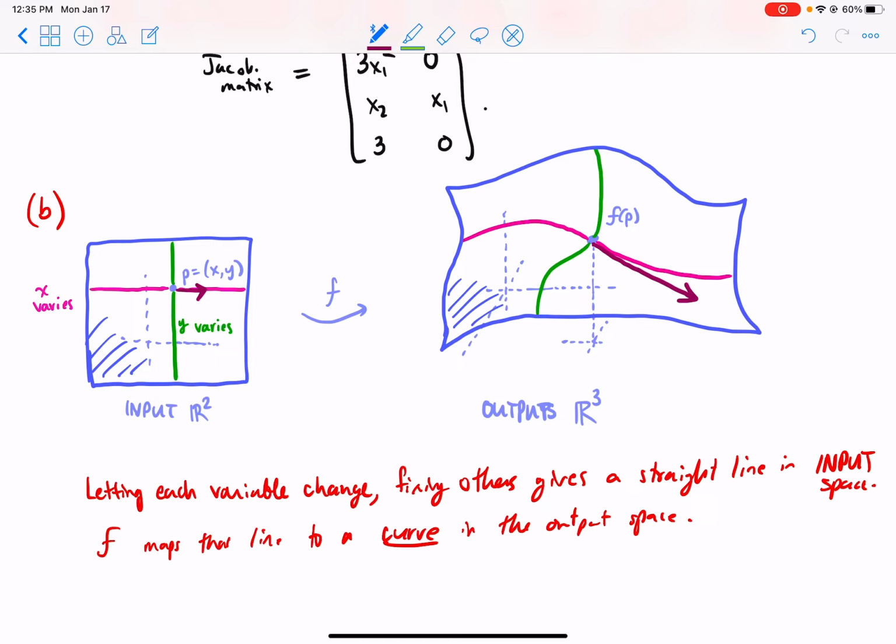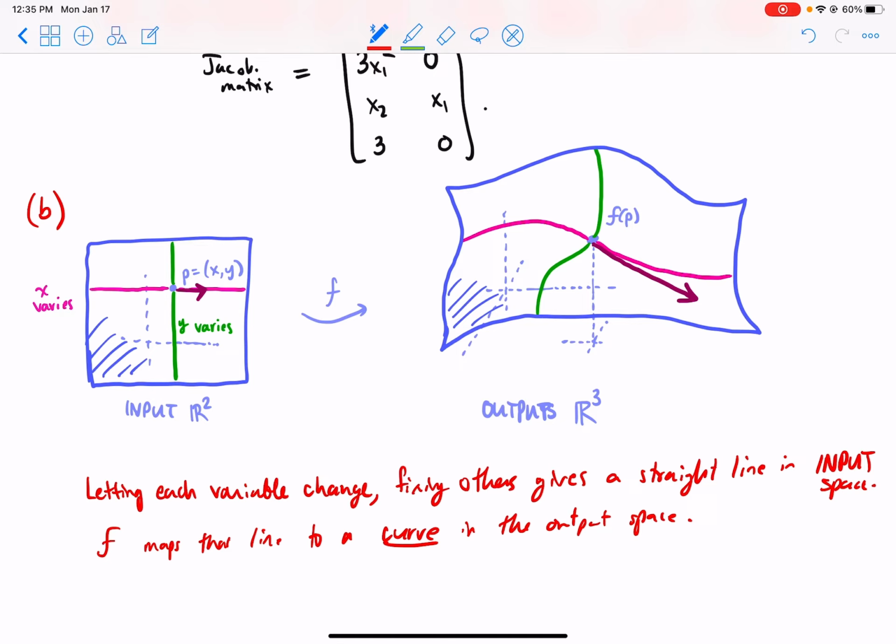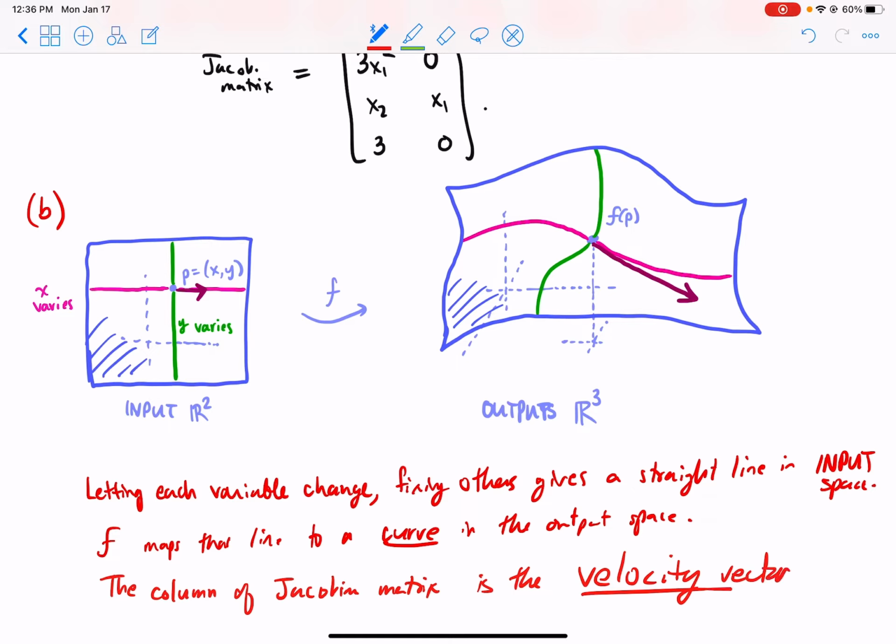Okay, so the column of the Jacobian matrix is the velocity vector, and that's what I'm explaining. Velocity vector of that curve. That's what it is.